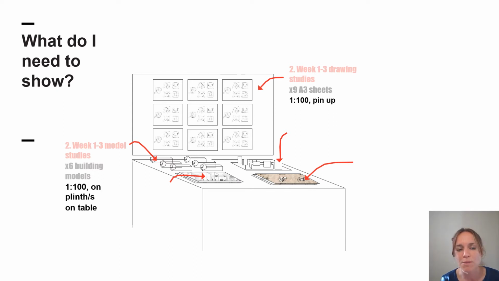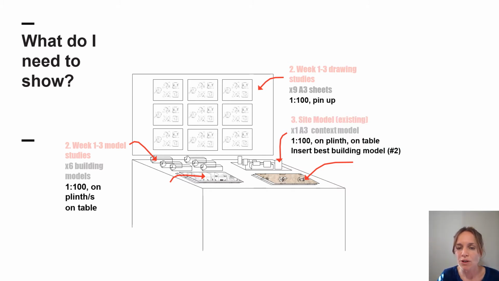The second component, the building models, again, you don't have to be photographing those or remaking those. You should be showing process models. They're 1 to 100 and they should each be on a plinth on the table. The third component, the existing site model, will also be at 1 to 100 on a plinth on the table. And the idea is that you would insert your best building model from number 2 into that site model. So again, that means you'll be grabbing one of these buildings here, the one that you're most happy with, and you'll be putting it into this site model here so that we can see it in context.